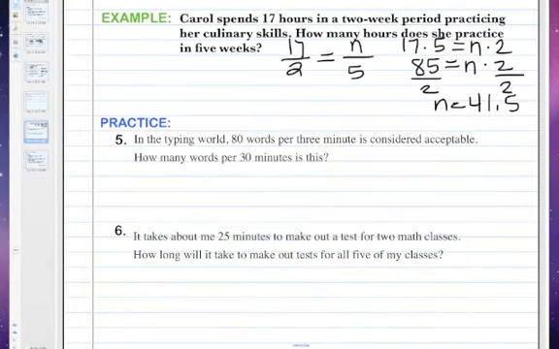All right, now try to apply that same skill by using your notebook to solve numbers 5 and 6. Press play when you're ready to see your work.